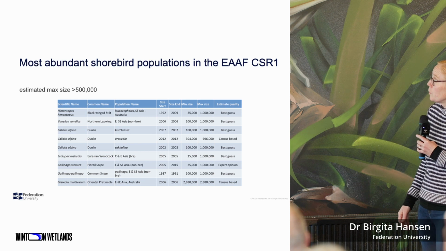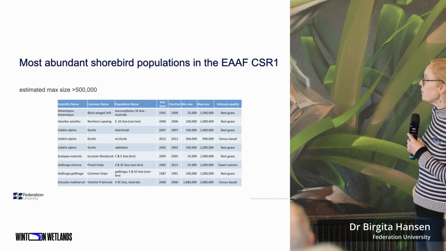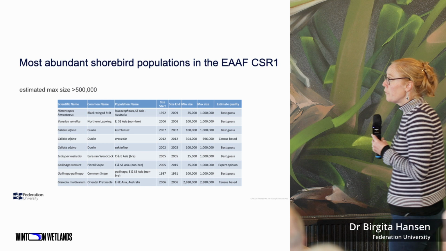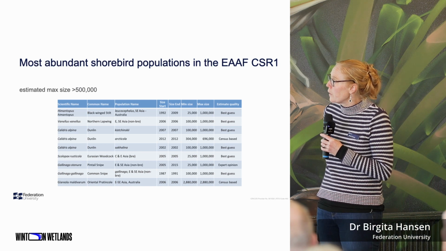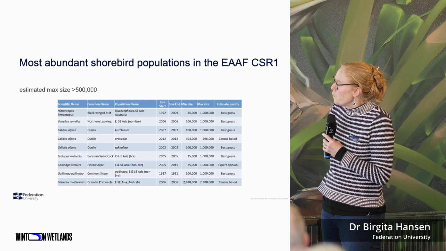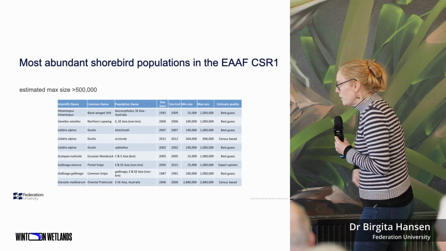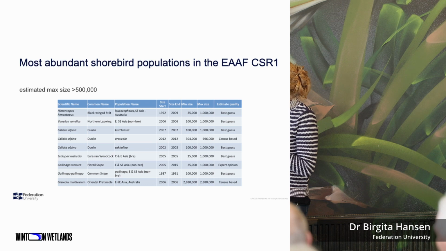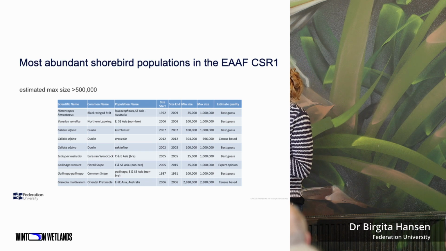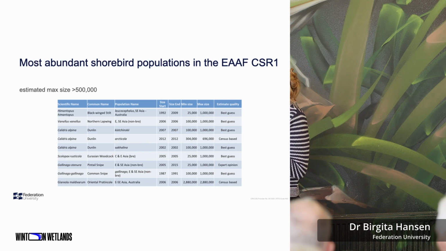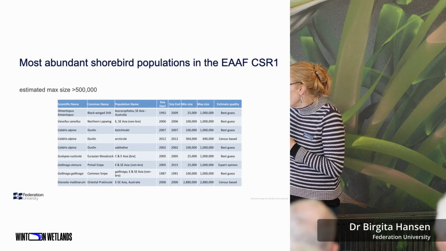So the most abundant shorebirds, so these are ones that exceed 500,000 birds. A few species that do occur in Australia: black-winged stilt, pin-tailed snipe, and of course Oriental pratincole listed there. You can see there's a bit of a range in terms of the estimate quality. We've got a few census-based ones like dunlin, which are probably fairly well covered in the Northern Hemisphere.